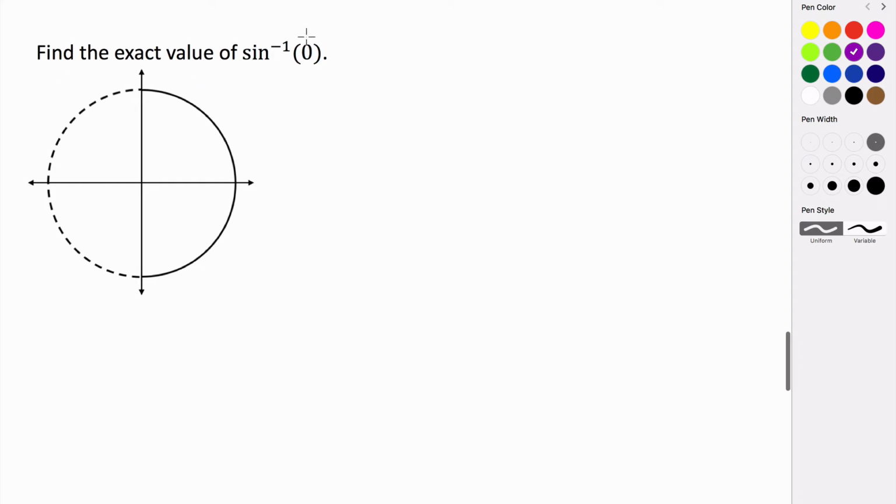So we want to find the exact value of the inverse sine of 0. So again, this means for what angle is the sine of theta equal to 0? For what angle is the sine of theta equal to 0?